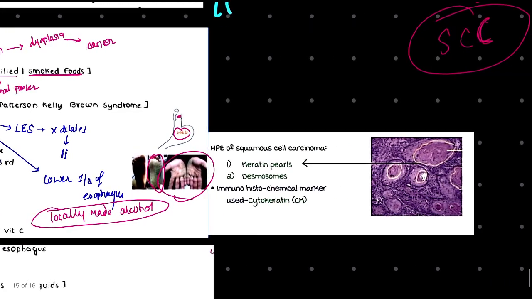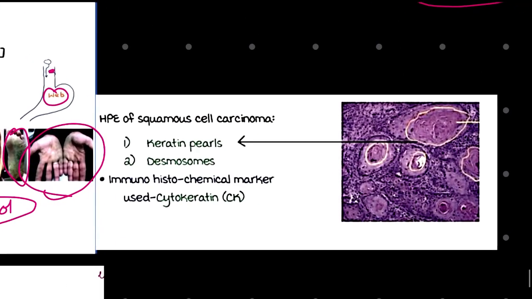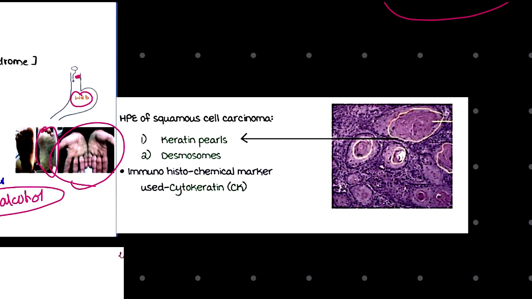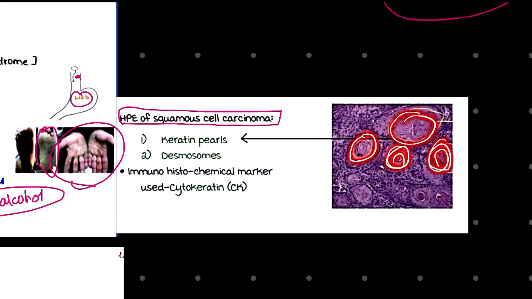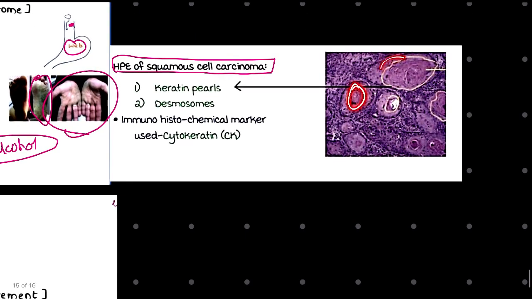Now talking microscopically, what we'll see is there will be deposition of keratins. As you can see, these appear as a collection of nests of tumor cells, right? These appear as nest cells, a collection of tumor cells or nest cells.